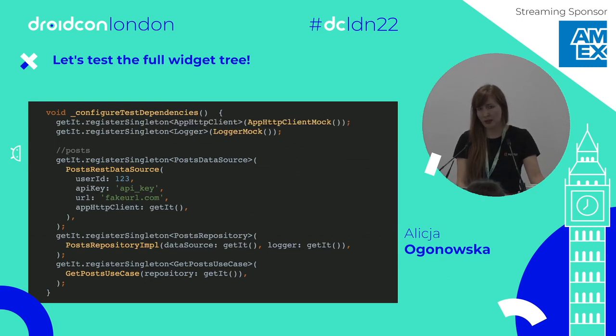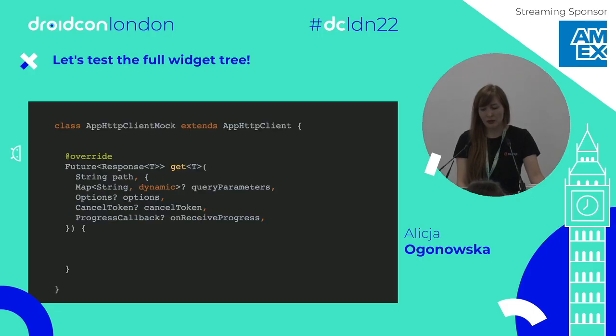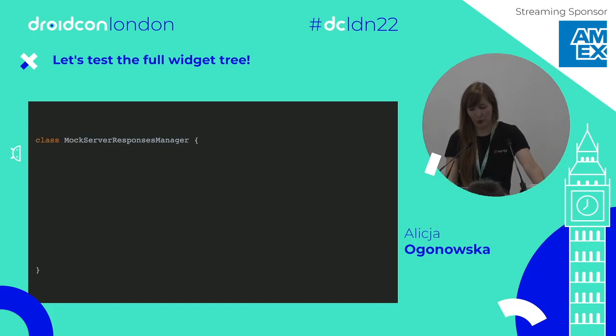And app HTTP client is what we'll be most interested in. In the application, I'm using Dio, and app HTTP client is just a simple wrapper around it. So I will have to mock it. And for that, I will need to mock two methods that I'm using in the app, so only get and post. And I would like to return some mocked responses. If you are using more methods, then of course you also have to mock them.